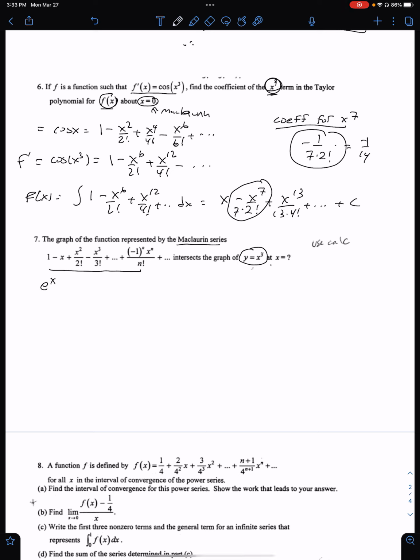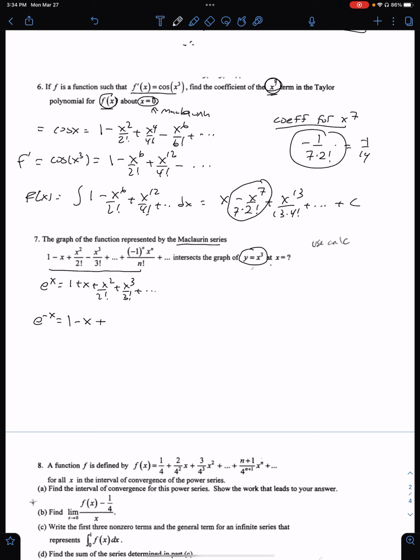Well, we know e to the x is 1 plus x plus x squared over 2 factorial plus x cubed over 3 factorial plus dot, dot, dot, and so on and so forth. But this one seems to be alternating. This looks like it might be e to the negative x, which is going to be 1. Just replace your x's with negative x.